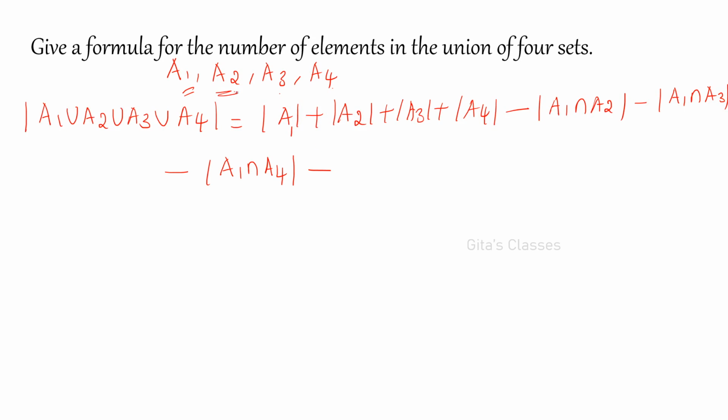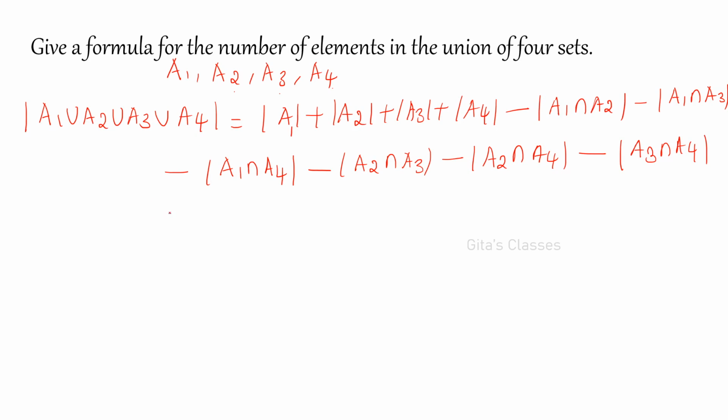Now A1, A2, A1, A3, A1, A4 is over. Now you start with A2. Don't go back to A1, A1 is completed. So A2 intersection A3, A2 intersection A4. You start from A2, then complete with the remaining elements. Now A2 intersection A4 is over, minus A3 intersection A4. Now all the 2 possibilities are over, considering 2 at a time is over.